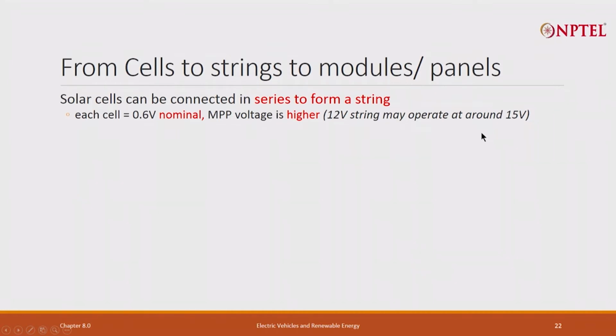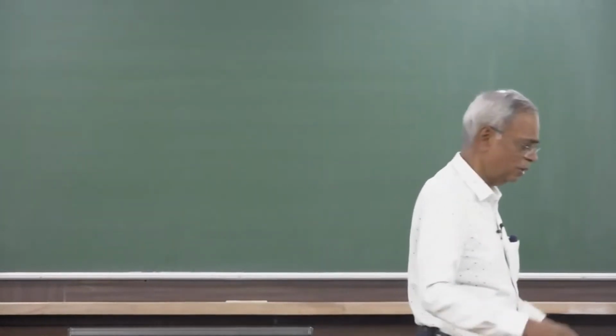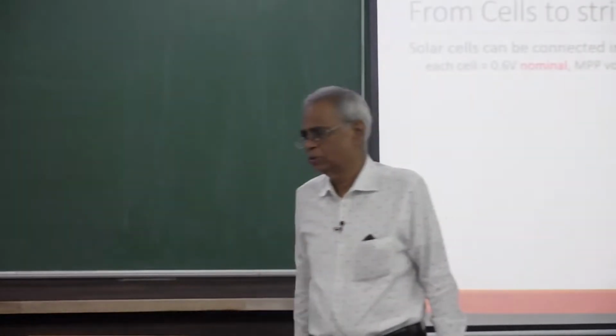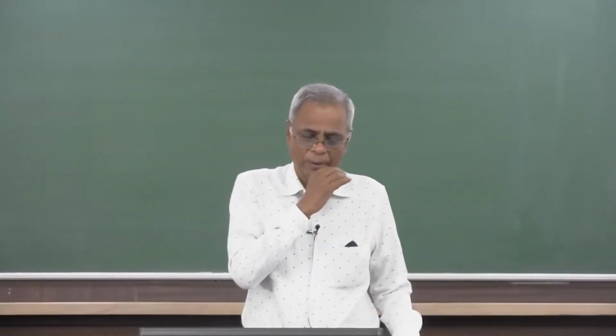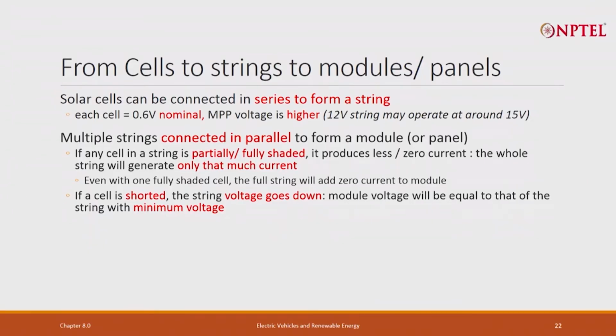Or you can do a 24 volt string. Typically the strings or modules are available at 12 volt, 24 volt, 48 volt. There are higher voltages also, but 12, 24, 48 is quite common. 20 cells will give you a 12 volt, 40 will give you the 24 volt, and you will require double of that to get 48 volt. Multiple strings are then connected in parallel to form a module or a panel.